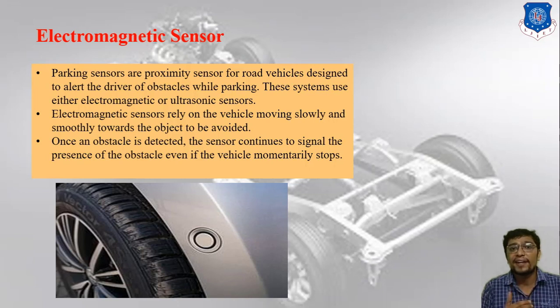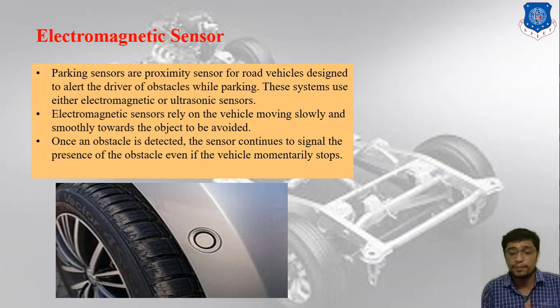So first of all, parking sensors are proximity sensors for a road vehicle designed to alert the driver of an obstacle while parking, right? As we all know, there is a front camera inside your car, and it can be helpful for finding the distance over there, right? So this is the concept of the electromagnetic sensor. This system uses either electromagnetic or ultrasonic sensors. Second one, that is, electromagnetic sensors rely on the vehicle moving slowly and smoothly towards the object to be avoided, right? So this is the funda of the electromagnetic sensor.